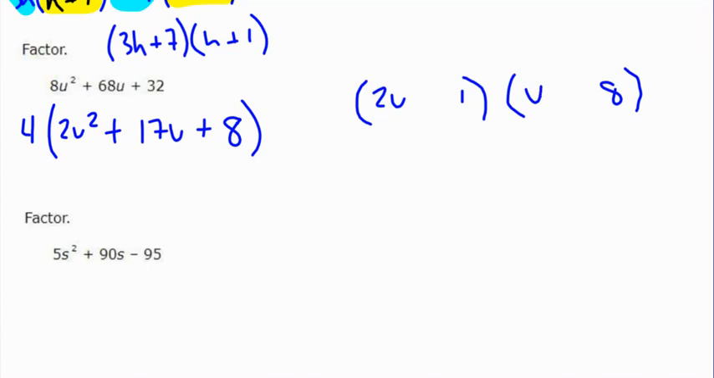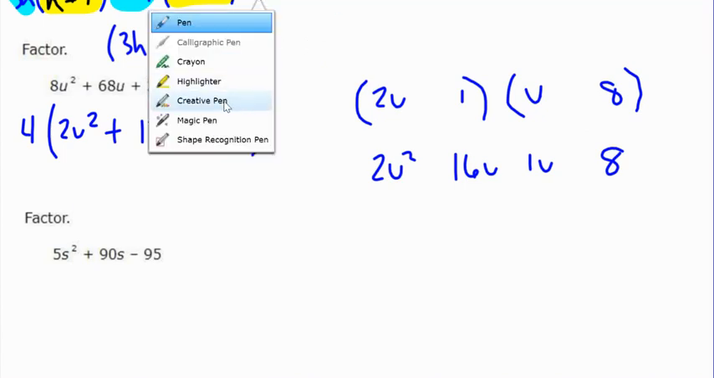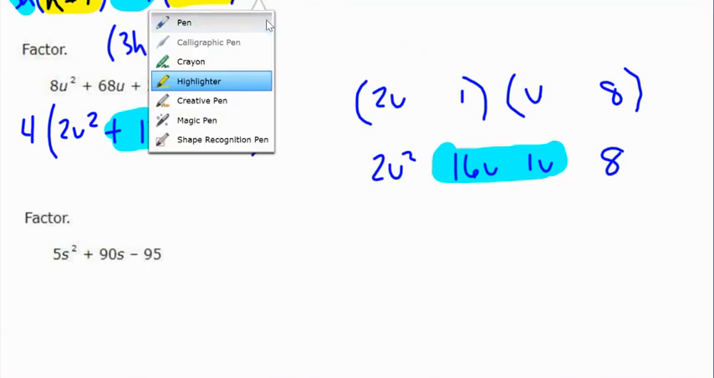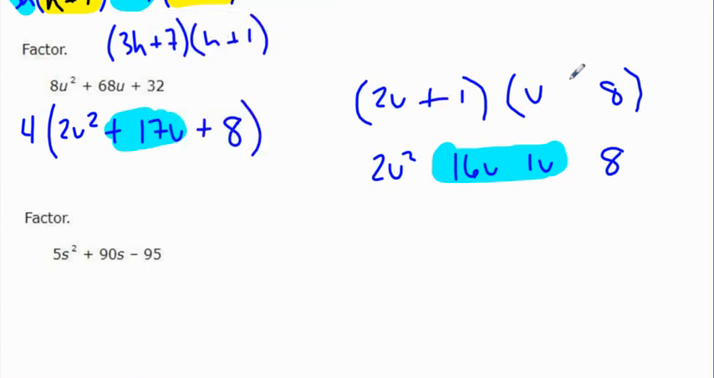So I'm just going to check this in my head here. I have 2u times u, 2u squared. 2u times 8, 16u. 1 times u is 1u. 1 times 8 is 8. So I got super lucky. I really did just guess. I need a 17u here. Notice here, this 16 and 1 can easily give me 17. So these are just both pluses. And that would determine here that 16 plus 1 gives me 17.